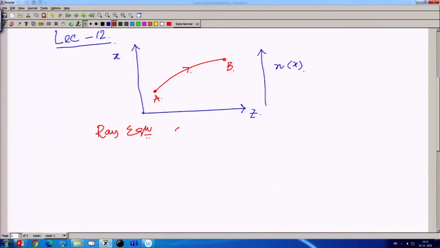It should be like d2 x, which is a function of z, over d z square is equal to 1 divided by 2 beta tilde square times d of n square, which is a function of x, over dx. That was our ray equation.